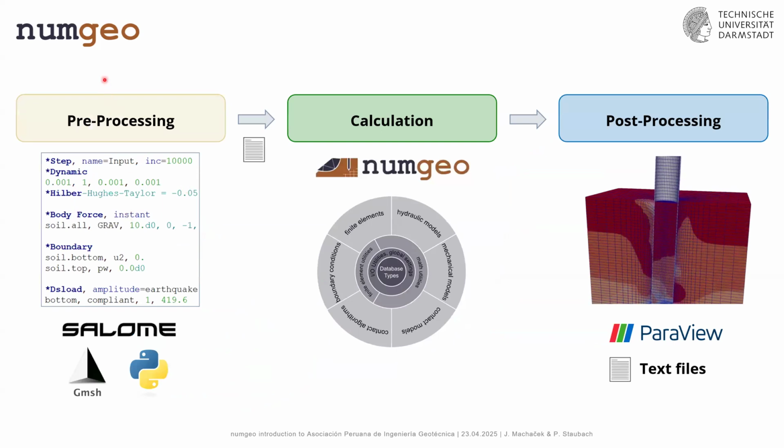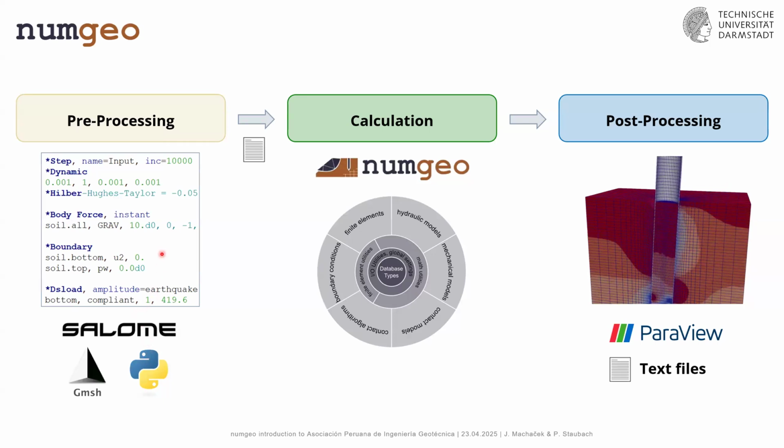Now, NUMGEO, in terms of the pre-processing, how NUMGEO works is it takes an input file, which is a text file that you can see here. People that are familiar with Abaqus, that have used Abaqus in the past, will recognize the structure of this input file, which is very, very similar to the one from Abaqus. To create a mesh, you could use open source software, for example, Salome or Dmesh, and use then a Python script to convert it into the format that we need in NUMGEO to work with.